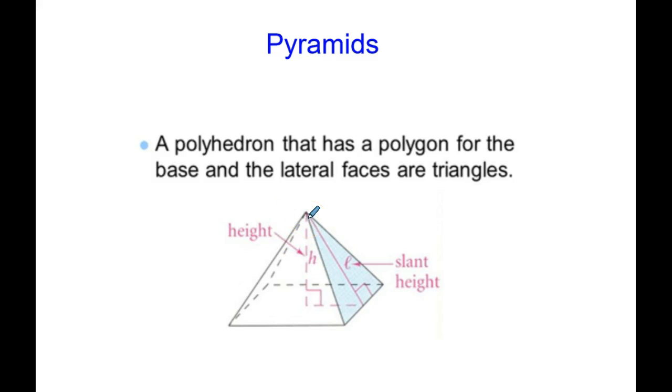Some key parts we would try to identify in a pyramid are the height and the slant height. We can find those pieces of information because we have a right triangle that is created here. So if we're looking for one of those lengths and we have the other, we could use the Pythagorean theorem, as well as if we had this length. So the difference between a prism and a pyramid: a pyramid is going to meet at one vertex. A prism is going to have two bases that are identical shapes.